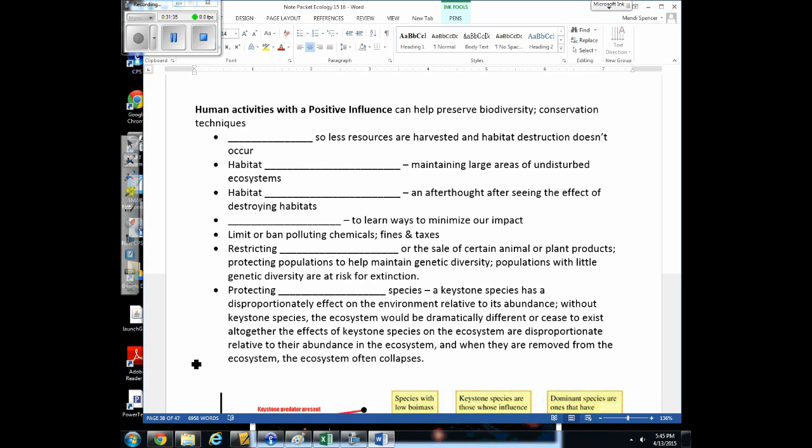So we've been talking about negative influences by humans, but we do have the ability to positively influence the environment. Here are some of the different techniques we use to try to preserve biodiversity. One thing we can do is recycle. We have habitat preservation. The government sets up parks and recreational areas that cannot be developed, and they're trying to maintain natural habitats and biodiversity. We can restore habitats, so habitat restoration.